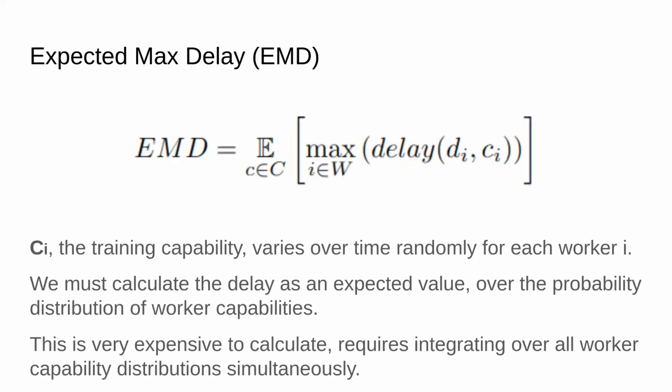We can't calculate a single figure for the delay because that depends on capabilities, and the worker's capabilities are uncertain and vary over time. And so what we need to do is take an expected value over the probability distribution of worker capabilities. This equation here represents that. One of the problems with it is that we would need to integrate over every worker capability distribution simultaneously in order to calculate this. That's too expensive. It's not practical to do this for a cluster of any meaningful size.